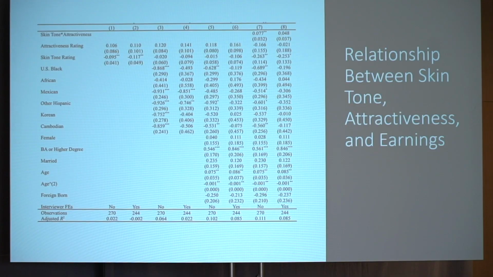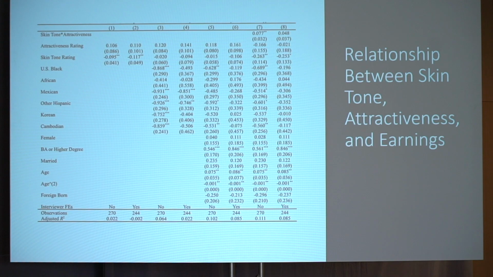As we progress throughout the columns, we add more controls for gender, age, educational level, and nativity, so whether or not someone was born in the US or not. And then in columns 7 through 8, we add an interaction term between attractiveness and complexion to test for a difference in the potential return to complexion based on attractiveness or vice versa.